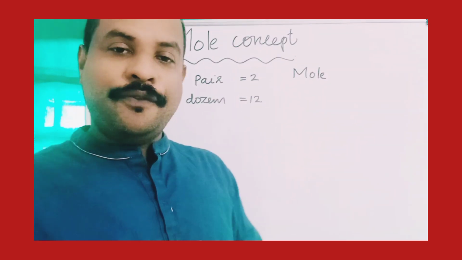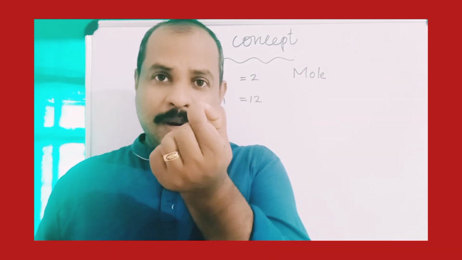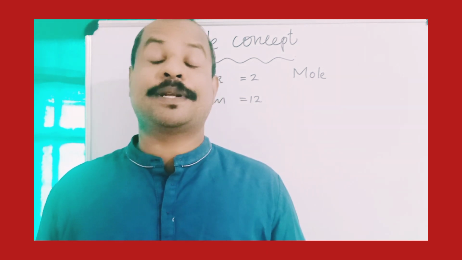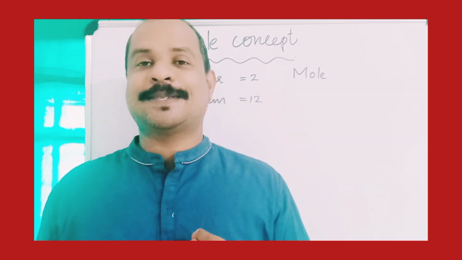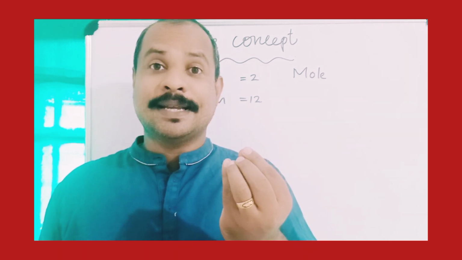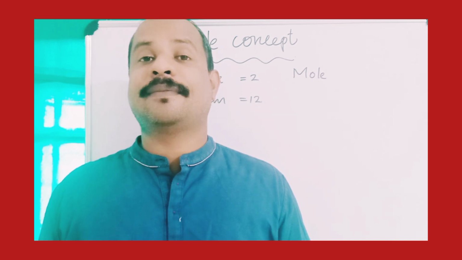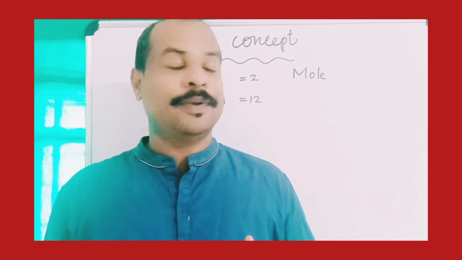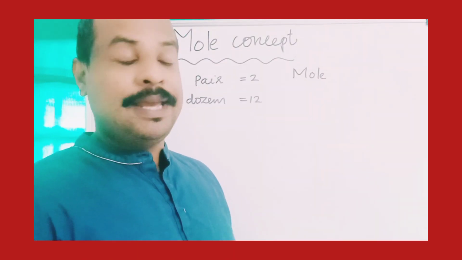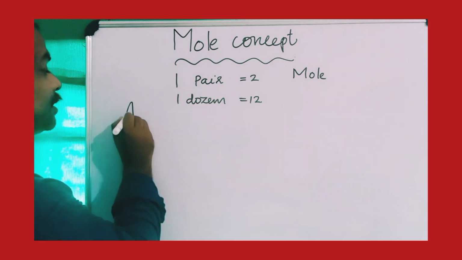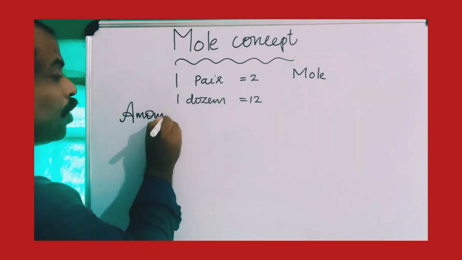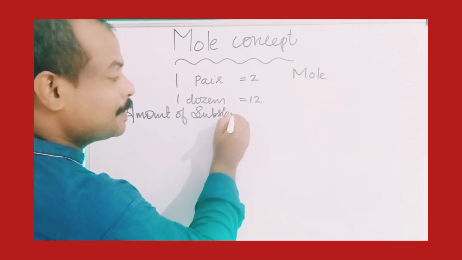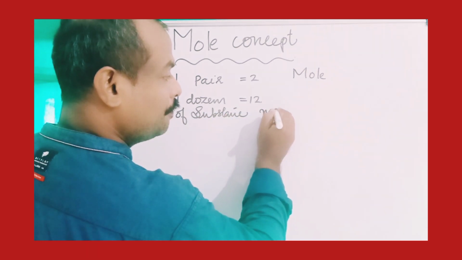Because we know even a small gram can have a huge number of particles or atoms present in it. To express the smallest invisible particles, we need a huge term to denote their number, that is mole, or simply, the amount of substance can be represented in mole.